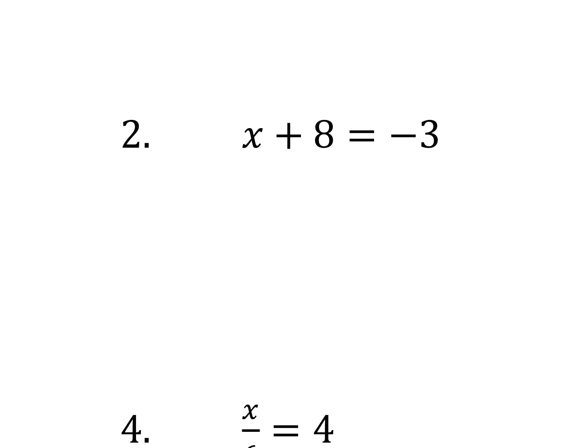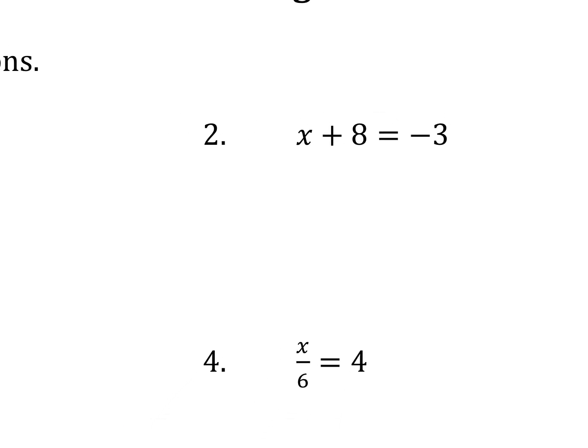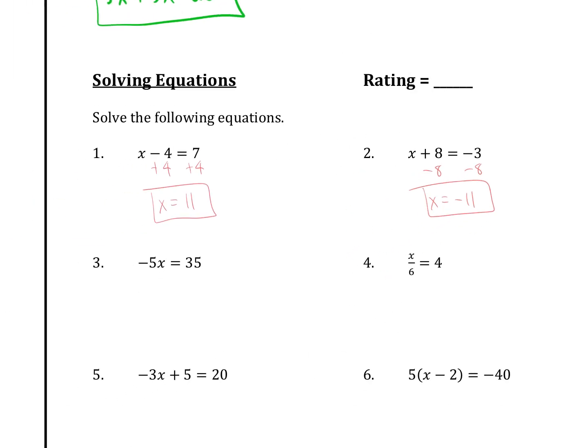How about number 2? We got x plus 8 equals negative 3. How do we get x by itself? What's the opposite of adding 8? We're going to subtract 8 from both sides. So we get x equals what? Negative 11? Nice. All right, now that we've done a couple, if you need to try a couple more on your own, feel free.